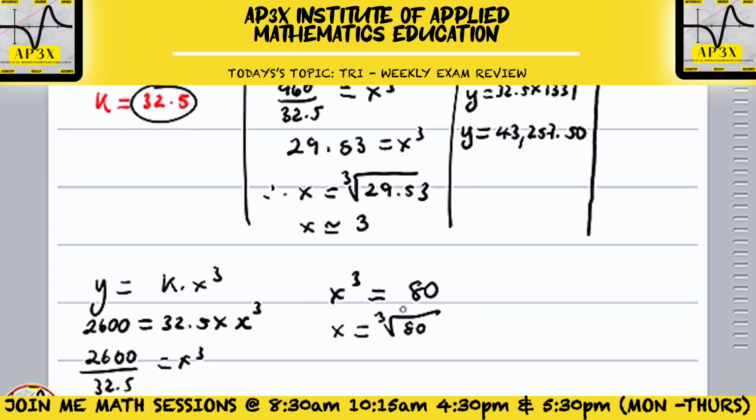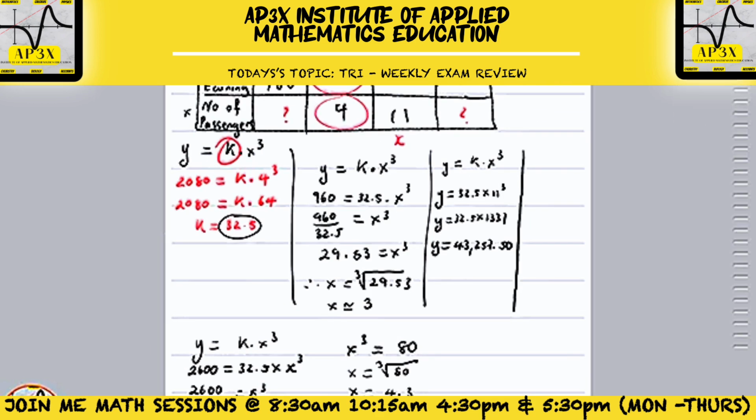Remember that we use the opposite root, or the corresponding root, to remove the power. And when we work this out, we get an answer of 4.3, but we know we can't have 4.3 passengers, so we simply say that the answer is approximately equal to 4. All right, and that is how you collect those 8 marks on that particular problem.